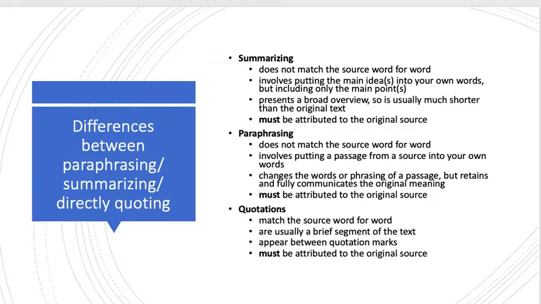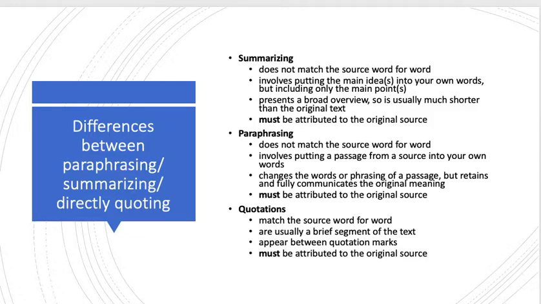In evaluating a text, you will be moving between summarizing, paraphrasing, and direct quotation as tools for explaining the author's ideas. It is important to understand the difference between the three. Summarizing does not match the original text exactly, but rather requires that you put the main ideas into your own words. Summarizing presents a broad overview, and that is why it makes up only about a quarter to a third of a critical review. You must attribute the ideas to the original source.